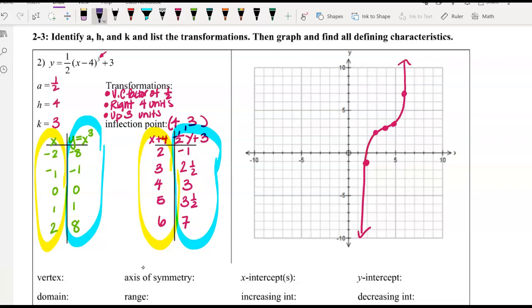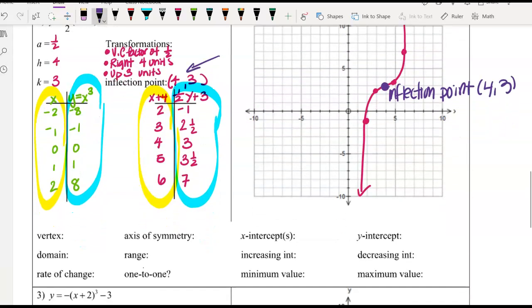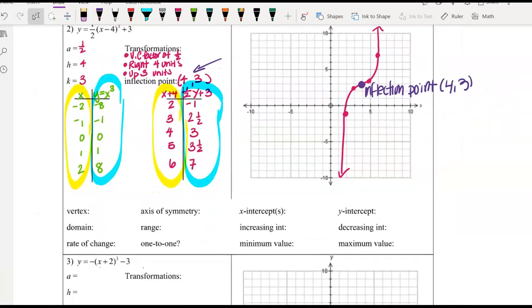So here's your vertex. Here's not the vertex, my bad. The inflection point, the H, K, okay, inflection point. And let's check to see if it's at what we wrote down, 4, 3. Just like that. That looks about right. Let's find all of the characteristics. We don't have a vertex, so I'm going to cross that out, and I'm going to write inflection point, which we wrote above at 4, 3.